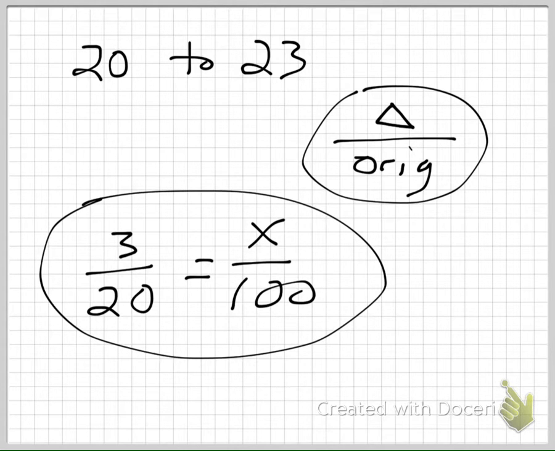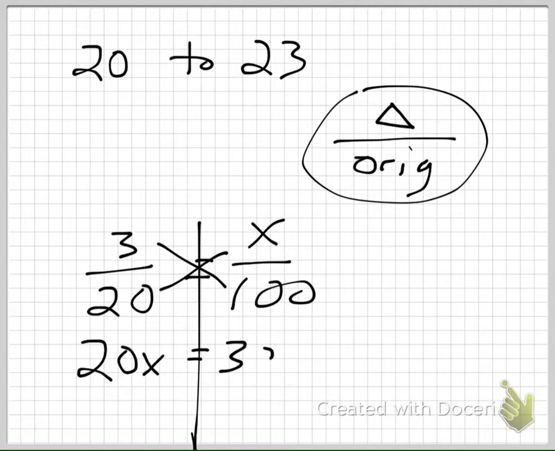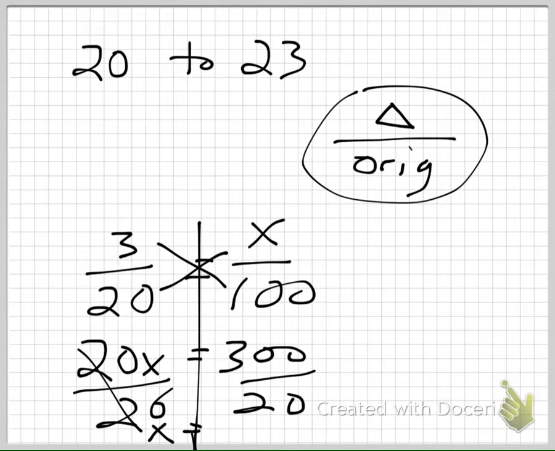I have my proportion. It is an equation, but this is a very special type of equation called a proportion. I have my proportion, and now I can solve it. Did we learn how to solve this stuff yesterday? Yeah, right? Line up the equal sign, cross multiply. 20x equals 300. Divide by 20. x equals 15.